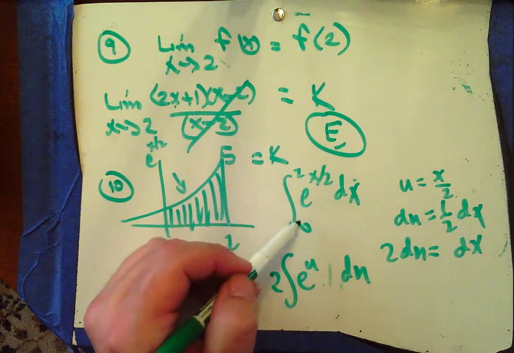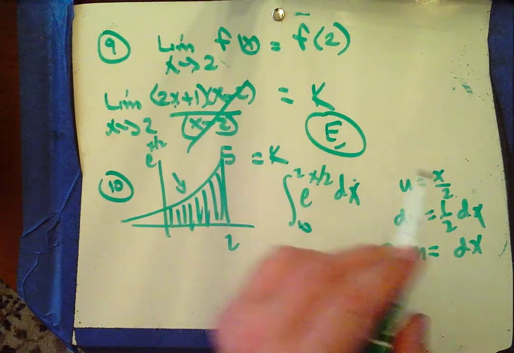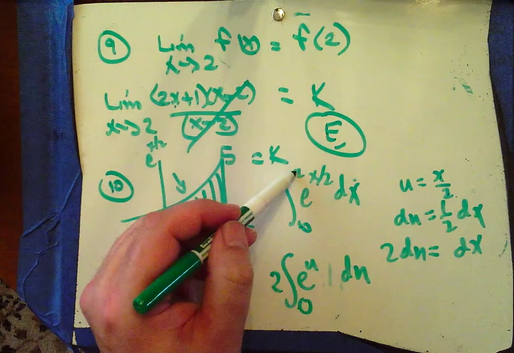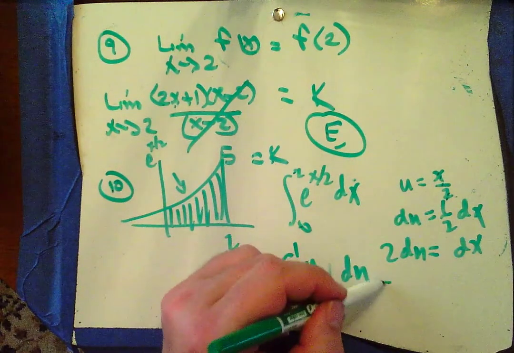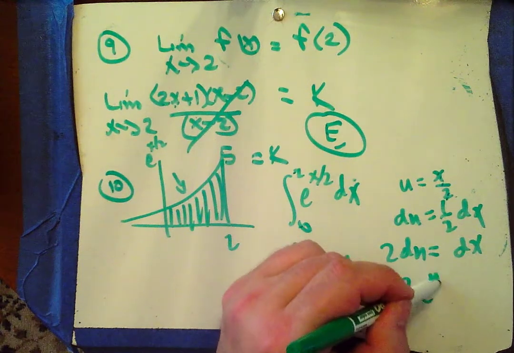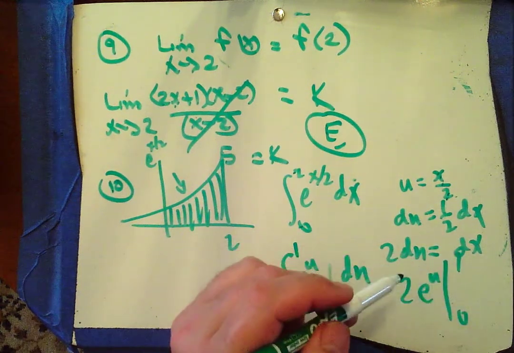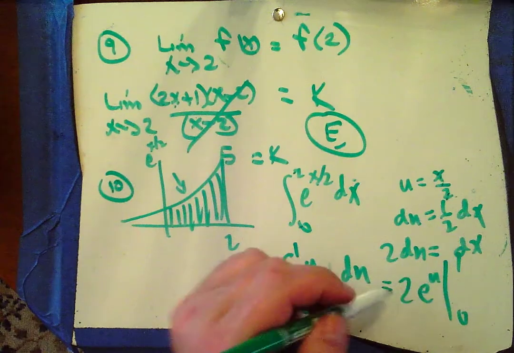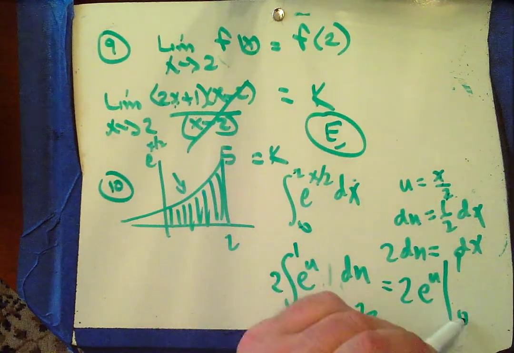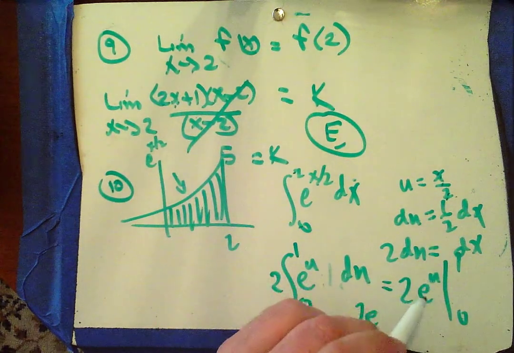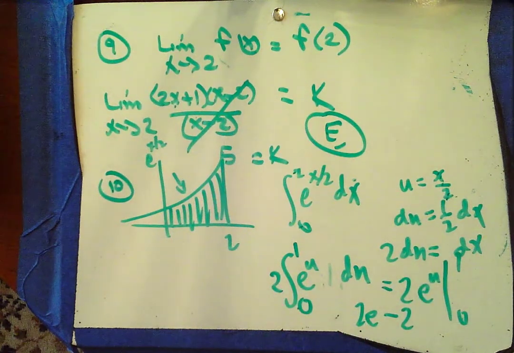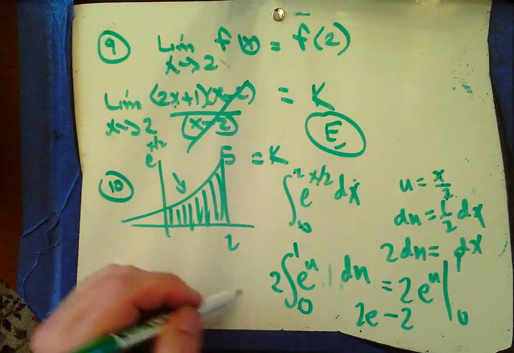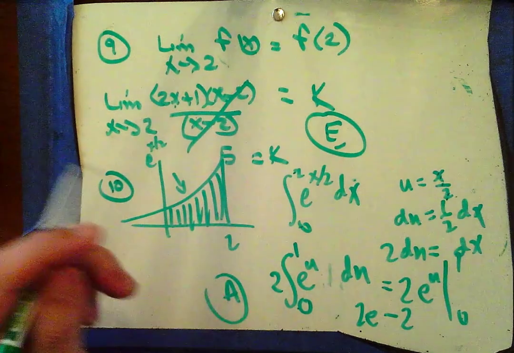And how about some u-bounds? I'm going from 0, I plug in a 0 here, I still get 0, and I plug in a 2, 2 over 2 is 1. The antiderivative of e to the u is e to the u, and I'm evaluating from 0 to 1. I plug in a 1, I get 2e. I plug in a 0, not 0. E to the 0 is 1, so 2e minus 2. 2e minus 2, and that corresponds to choice A. A for number 10. Let's take a look at 11.